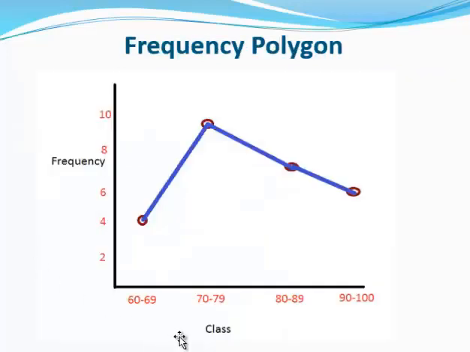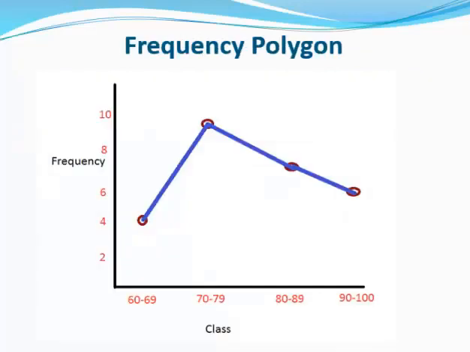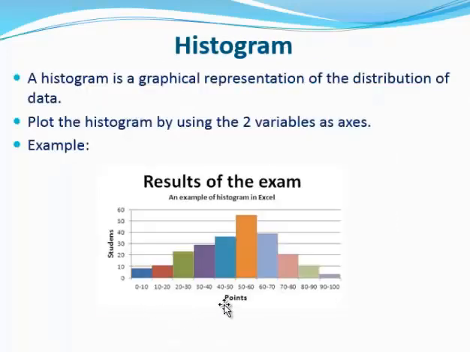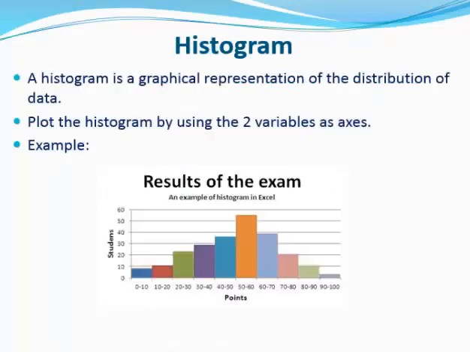Notice in this graph we had the class and the frequency. In this chart we have the points and the students, but it's the same thing. The number of points is the class. Just like here the number of points were in the 60s, in the 70s, in the 80s, and from 90 to 100. In this diagram, in the histogram, the points are also the classes, from 0 to 10, all the way to 90 to 100. The other axis, the y-axis, in this diagram we called the frequency, in this one we call it the number of students, but again it's the same thing. The number of students is the frequency. The frequency is how often something occurs.